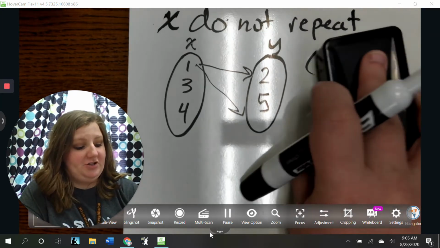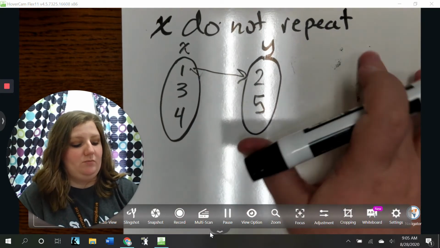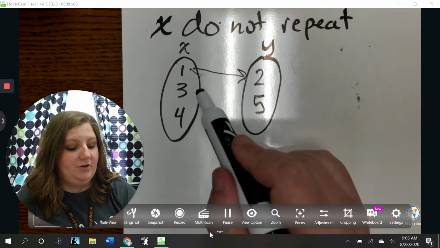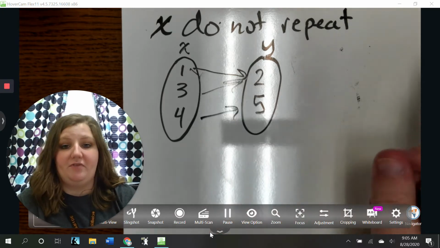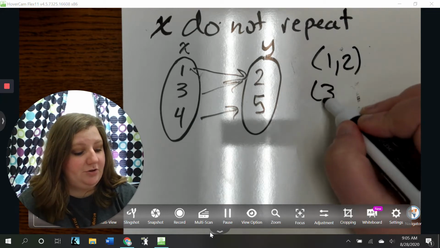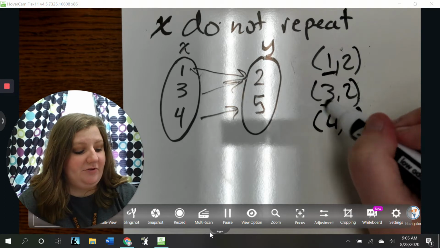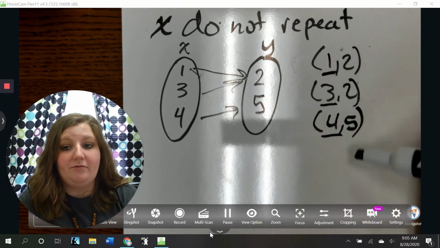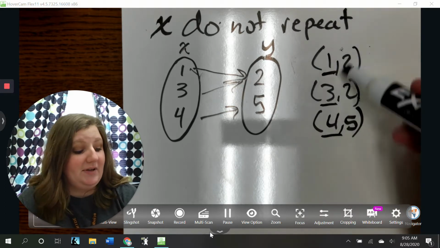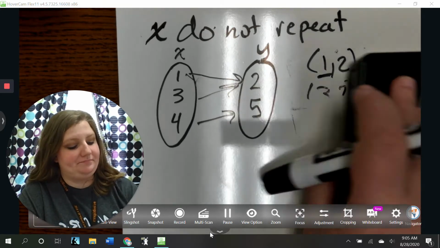For it to be a function, each x value can only go to one y value. So 1 could go to 2, 3 could go to 2, and 4 could go to 5. That's okay. So in our ordered pairs, we would have (1, 2), (3, 2), and (4, 5). Since we have different x's, 1, 3, 4, that's fine because the x's aren't repeating themselves. So that would be a function.